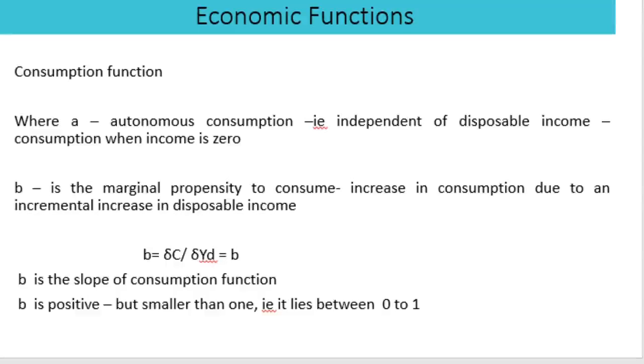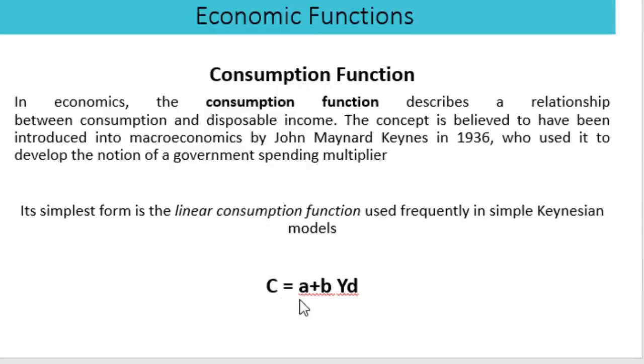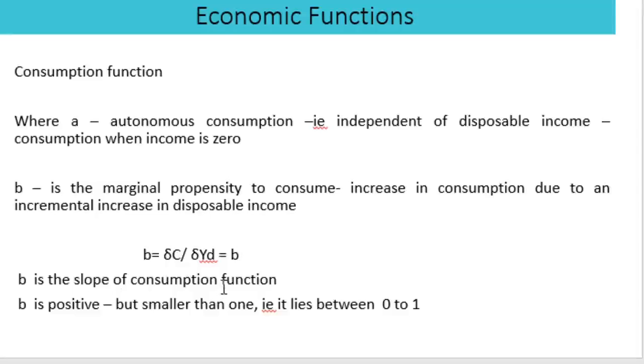In the consumption function, C equal to A plus B YD, B is the MPC, the marginal propensity to consume. A is the autonomous consumption, and B is the slope of the consumption function. B is positive but smaller than 1. That is, the value of B lies between 0 and 1. It is positive, which is another important point to remember, but it will be less than 1.